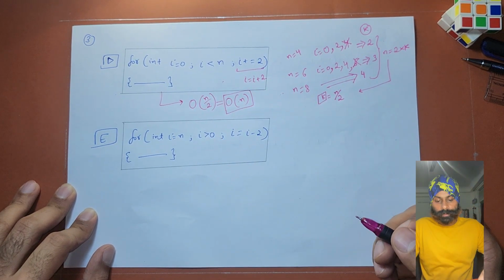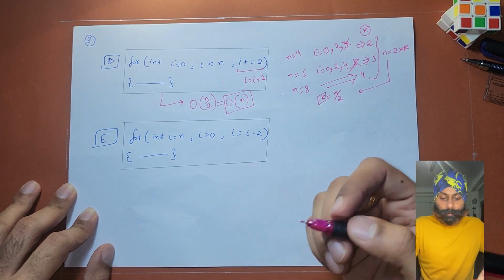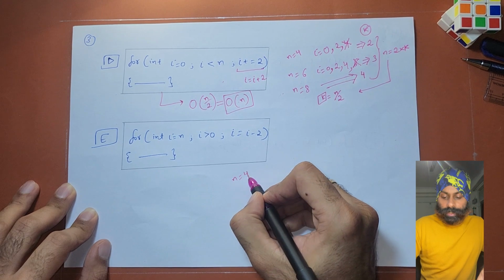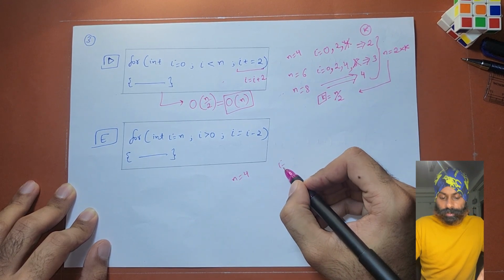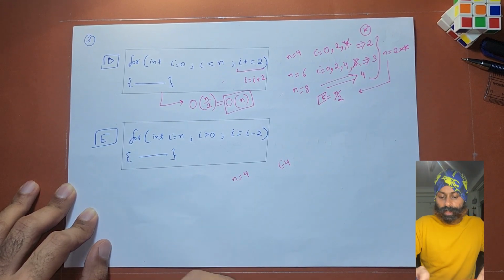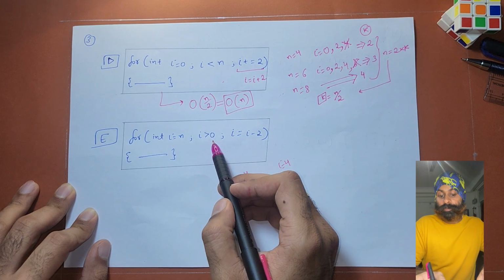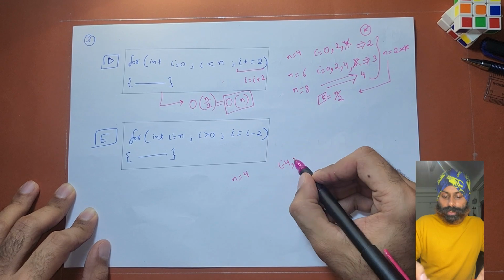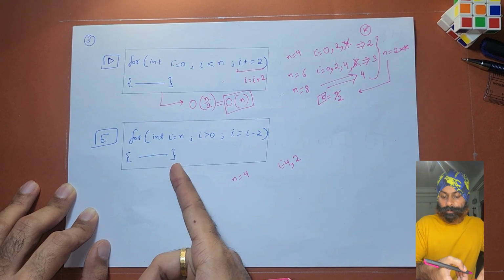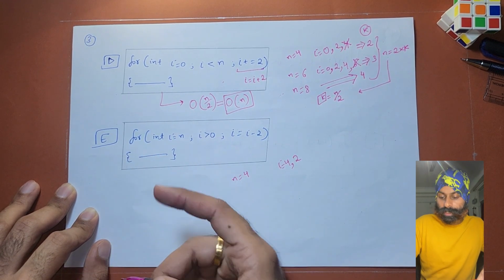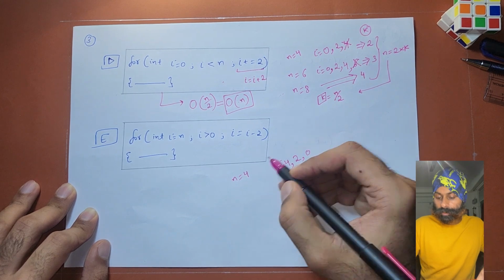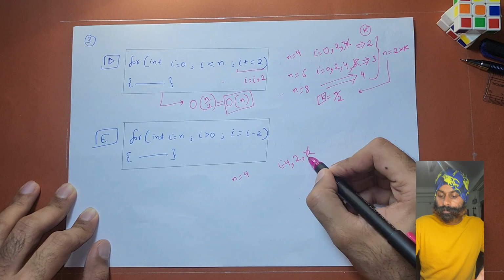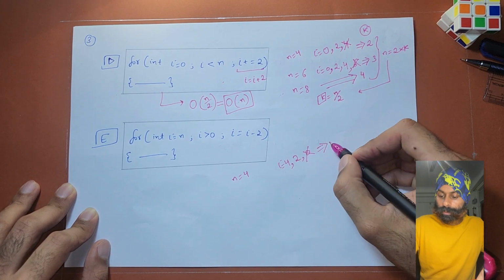Okay. Coming over here, again taking examples. If n is equal to 4, i is equal to 4, because i starts with n over here. Is 4 greater than 0? Yes, 4 is greater than 0. It will go inside. Comes over here, i becomes 2. Is 2 greater than 0? Yes, 2 is greater than 0. It will go inside, comes over here, i becomes 0. 2 minus 2 is 0. Is 0 greater than 0? No, 0 is not greater than 0. So this is 2. Right?